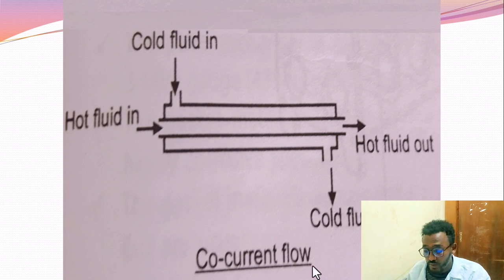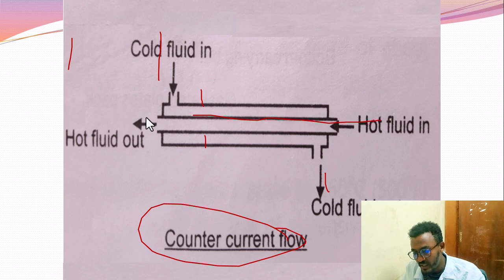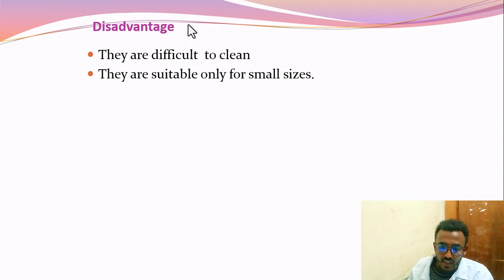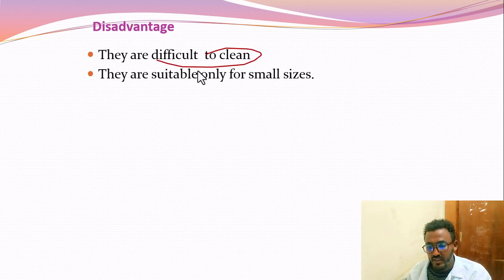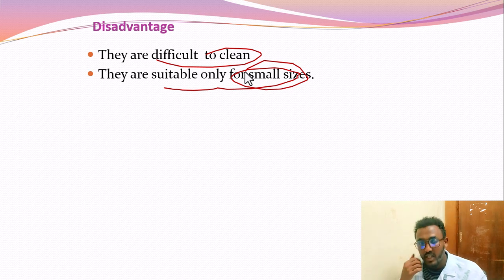And also we have co-current flow, in which we have the hot fluid in and hot fluid out, and cold fluid in and cold fluid out. They are moving in the same direction. Co-current flow, we call them parallel, in the same direction, but here in the opposite direction, so we call them counter current flow. Their disadvantage is that they are difficult to clean and they are suitable only for small sizes. These kinds of heat exchangers.